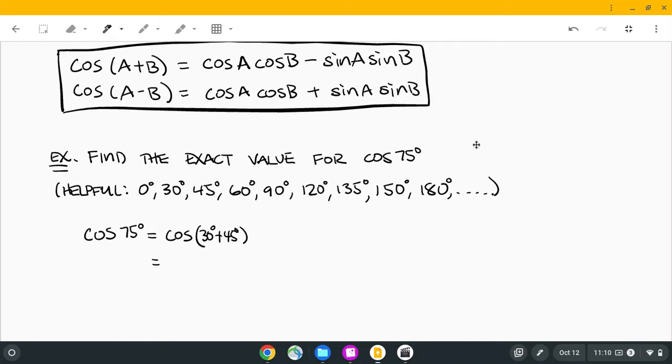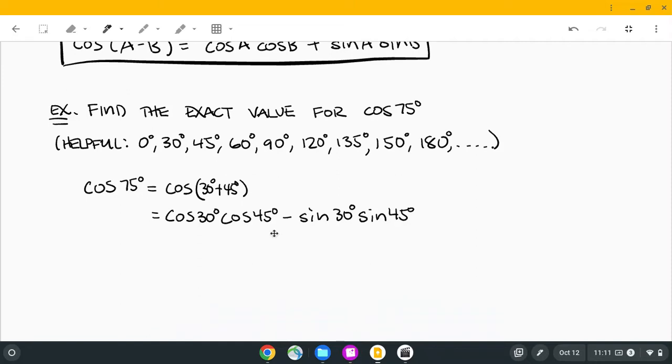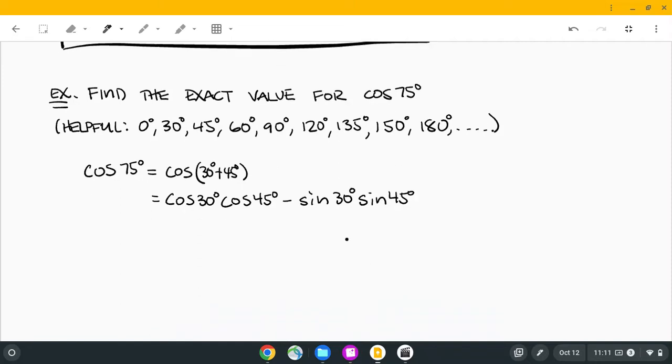It's going to be cosine A, where A is the first angle, which is 30. It doesn't matter which way you write them. You could have written it as 45 plus 30. That's fine too. You'll still get the same answer. And then cosine of B, B is 45, minus the sine of A times the sine of B, which is 45.